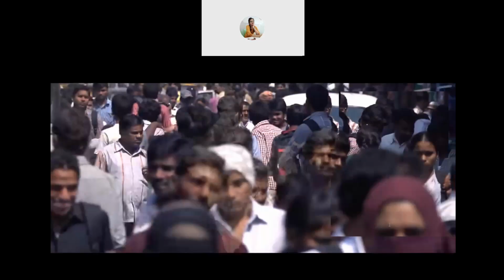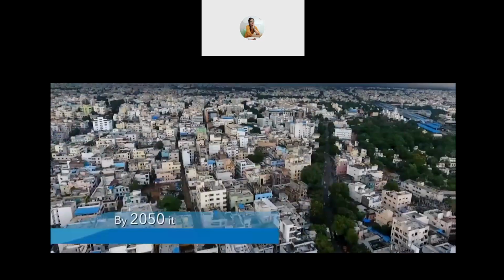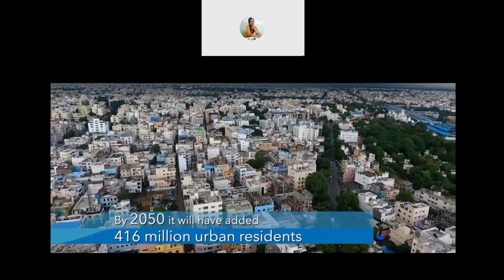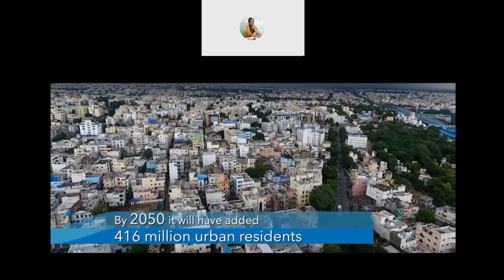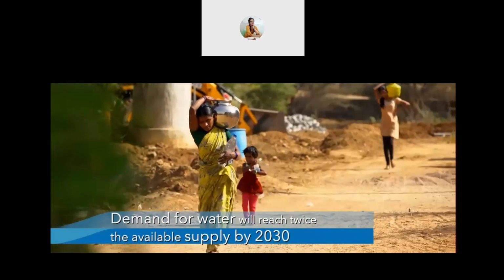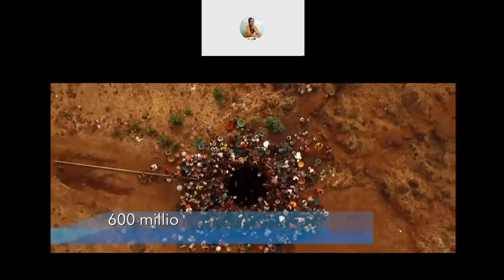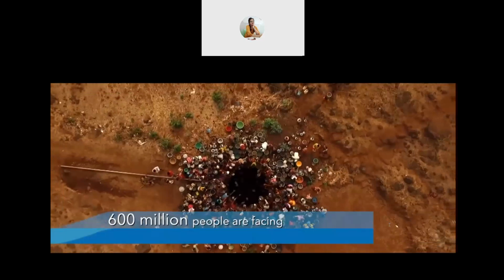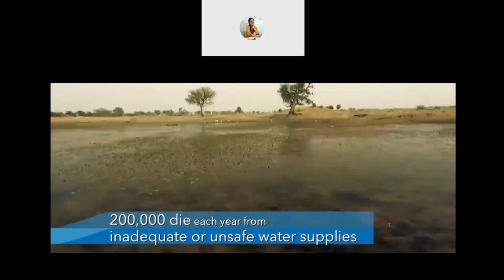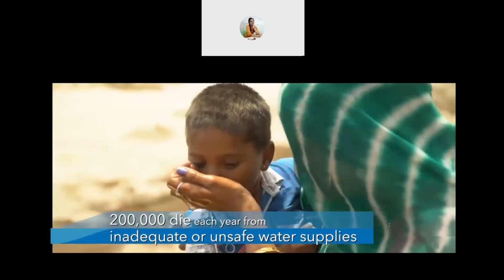India is all set to become the world's most populous country in less than a decade, and by 2050, it will have added 416 million urban residents, according to the UN. Demand for water will reach twice the available supply by 2030, placing hundreds of millions of lives in danger. Already, 600 million people are facing acute water shortages nationwide, and 200,000 die each year from inadequate or unsafe water supplies, according to the Niti Aayog report.